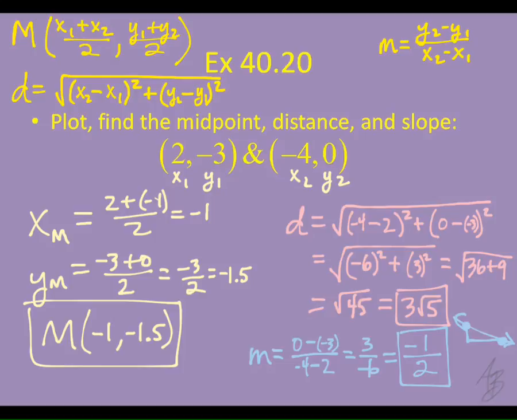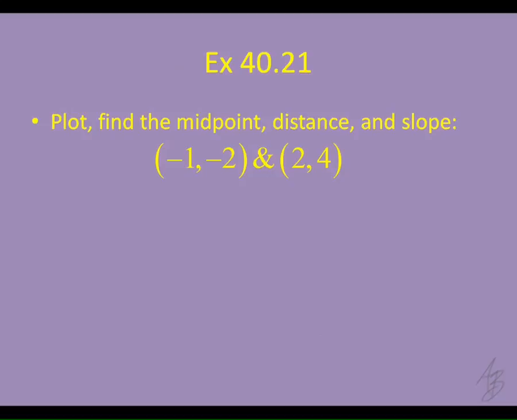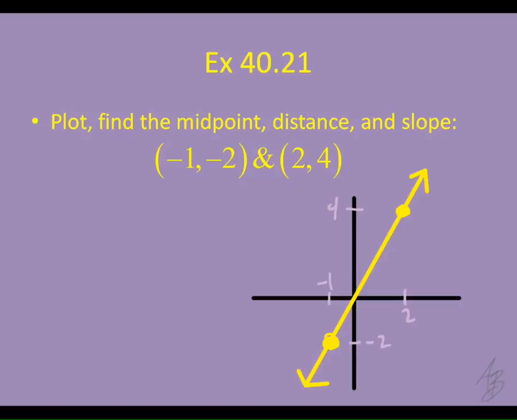Now, who can tell me what we would do to graph something like this? Negative 1, comma, negative 1.5. In this example, I would like to put everything on the coordinate plane and get all the information that we need from the picture instead of from the formulas. So let's go ahead and graph it and then we'll talk about it.